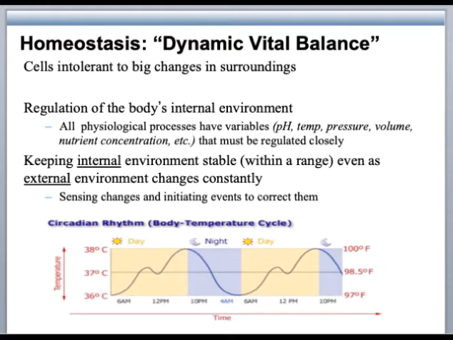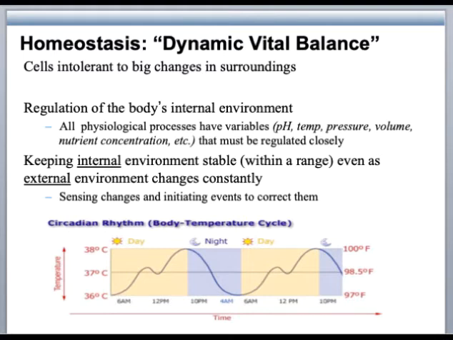Variables that are going to be regulated are things like pH, fluid volume, nutrient concentration, temperature, osmolarity, blood pressure, heart rate, etc. And you want to think about what the word pathology means. Pathology means the disruption of homeostasis. And anything that is a pathology can lead to disease and possibly death.